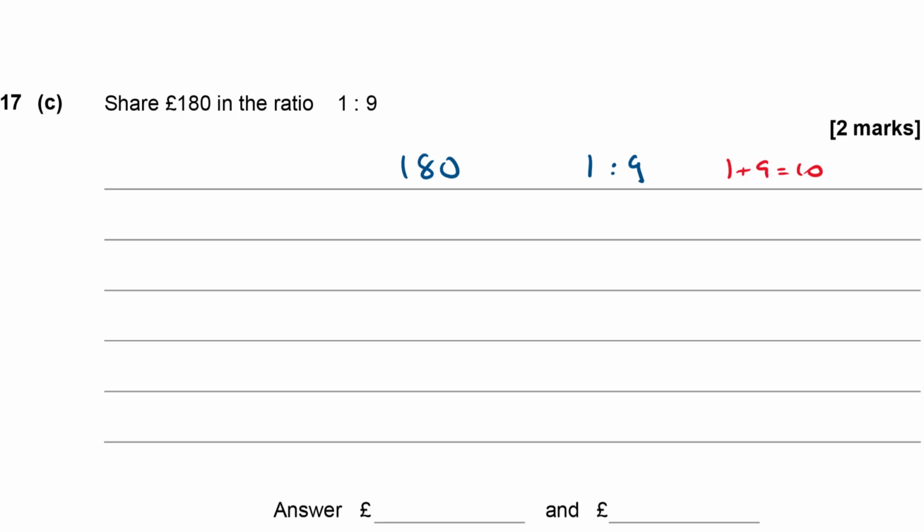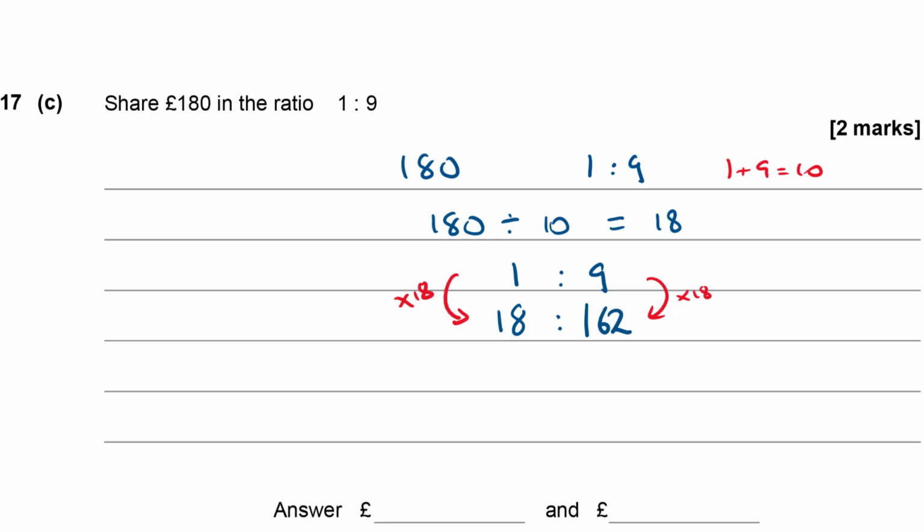So take our 180 and divide it by 10. We can then work out what 1 part is worth. So 10s into 180 go 18 times. Okay? And that means then I can take my ratio of 1 to 9 and scale it up by a factor of 18. Okay, so 1 times 18 is easy enough, it's just 18. But what's 9 times 18? Well, 10 times 18 is 180, so 9 times 18 is 180 less 18. So 180, 170, 162.